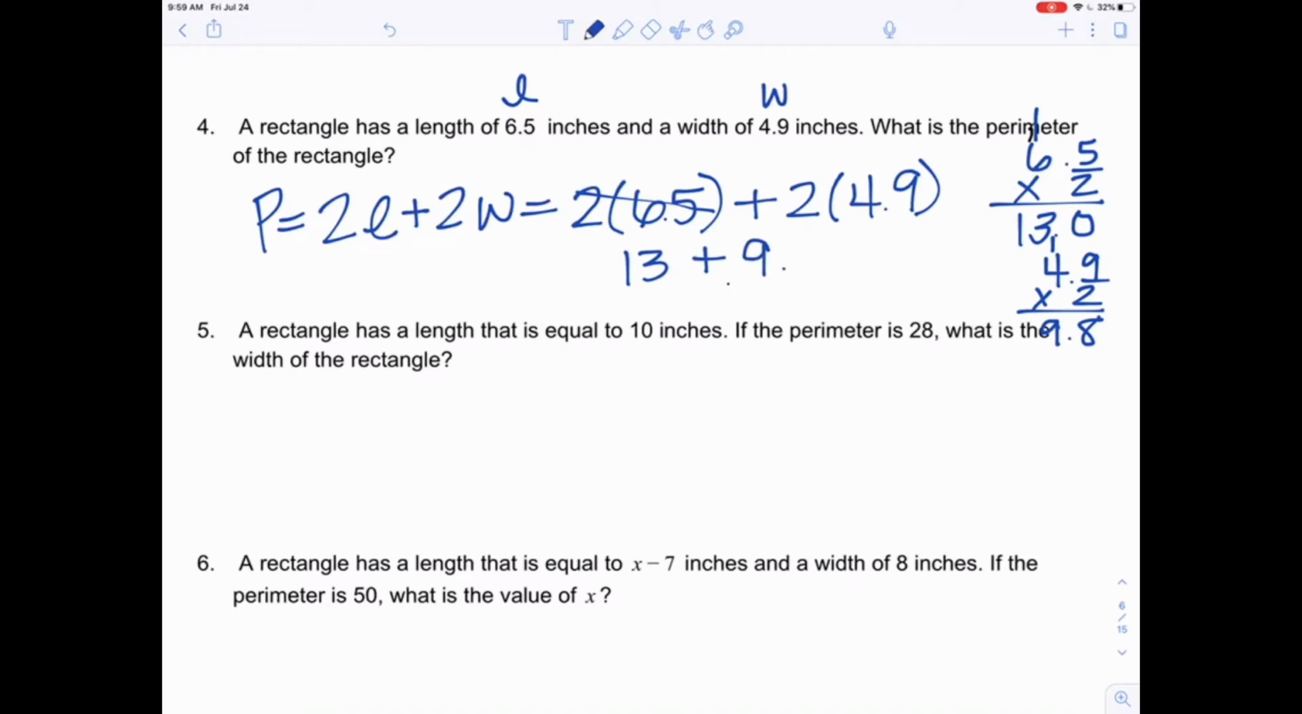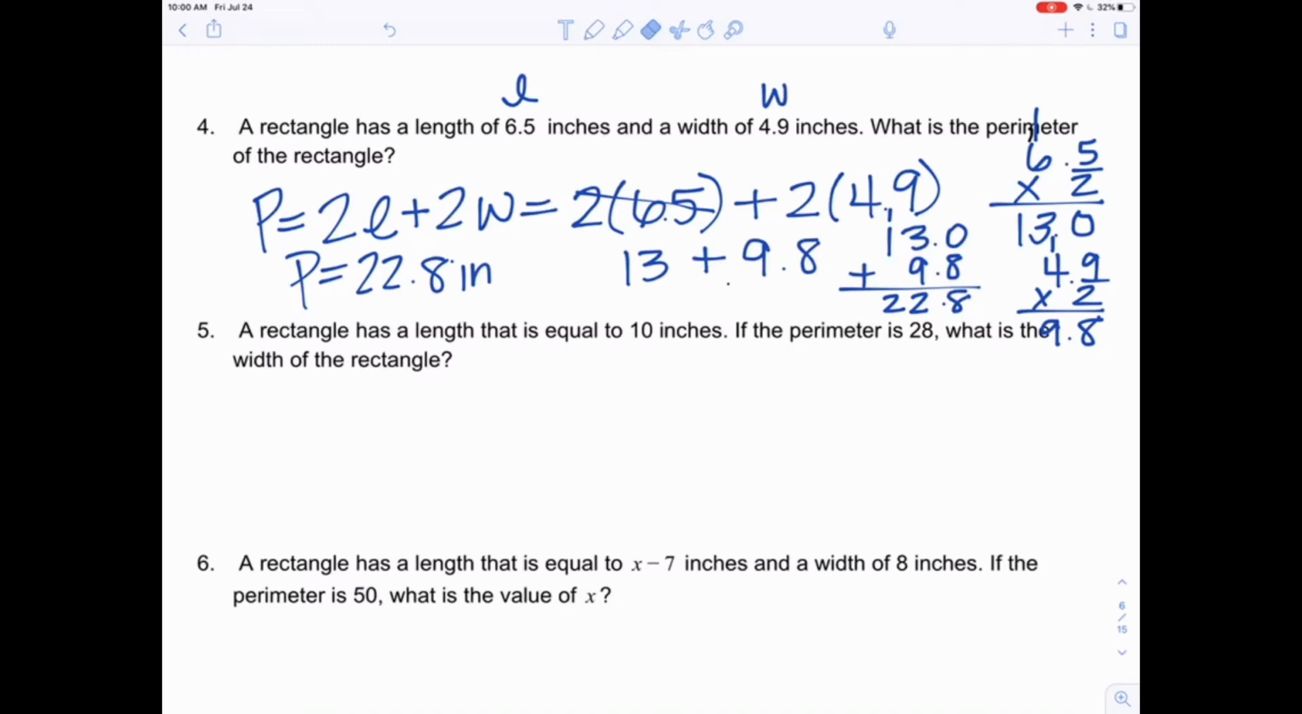There's one number behind the decimal point, so there'll be 1 in my answer. So 13 plus 9.8. Well, let me line this up like this. I have to fill in 9.8. There we go. 0 plus 8 is 8. Bring down the decimal. 3 plus 9 is 12. Carry the 1. 1 plus 1 is 2. So what is the perimeter of this rectangle? 22.8 inches. Okay? So far, so good. All right, awesome.